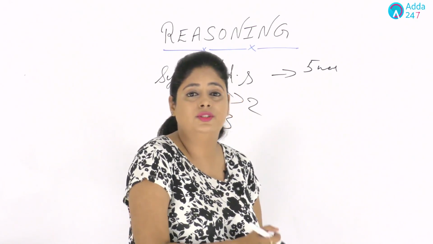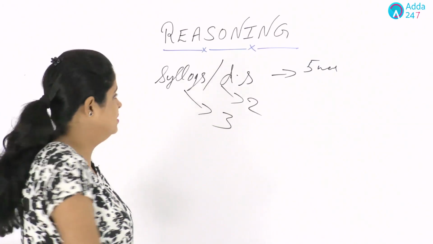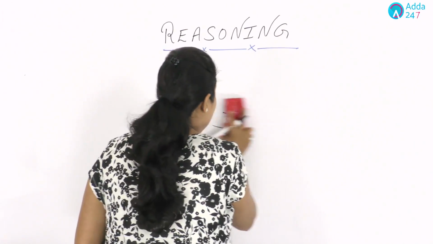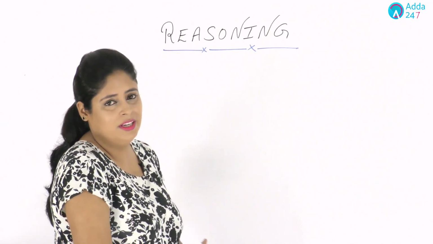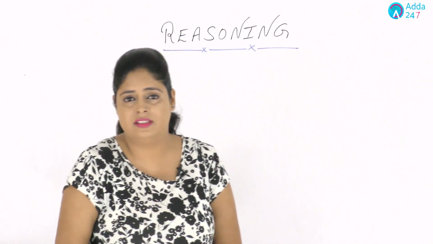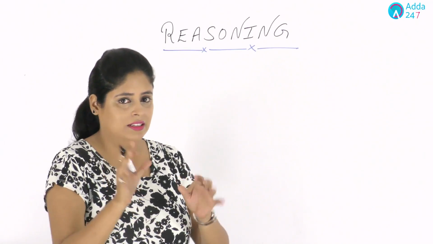These are not the sections which you should avoid. I prefer that you attempt syllogisms and data sufficiency. No, we can't avoid this section. Data sufficiency, syllogisms, machine input, these are the scoring sections.